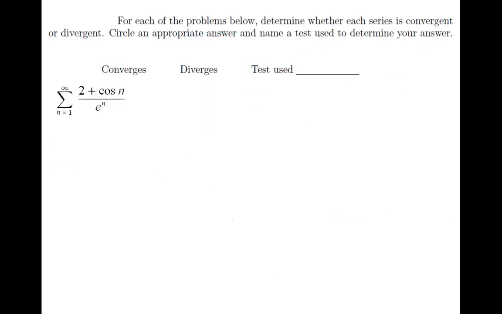Let's see the next one. The infinite series of 2 plus cosine of n over e to the n. What do you think? Maybe you can tell me. Probably you can tell me right away. Do you think it's convergent or divergent? Converges or diverges?